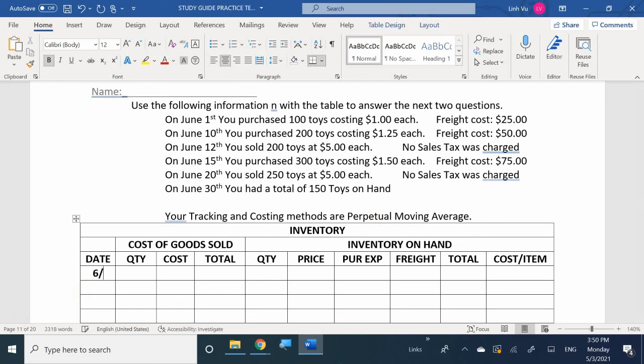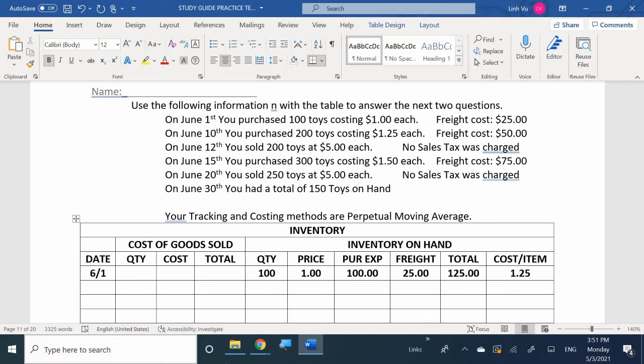Purchase 100 toys at $1 each with a freight of 25. At $1 each, the purchase price is 100 plus $25 freight, which gives you 125. Because this is my very first one, what is technically my average cost per item? $1.25. Assuming that you sell something in between, the only batch that you have is just that batch, so it's going to cost you $1.25.